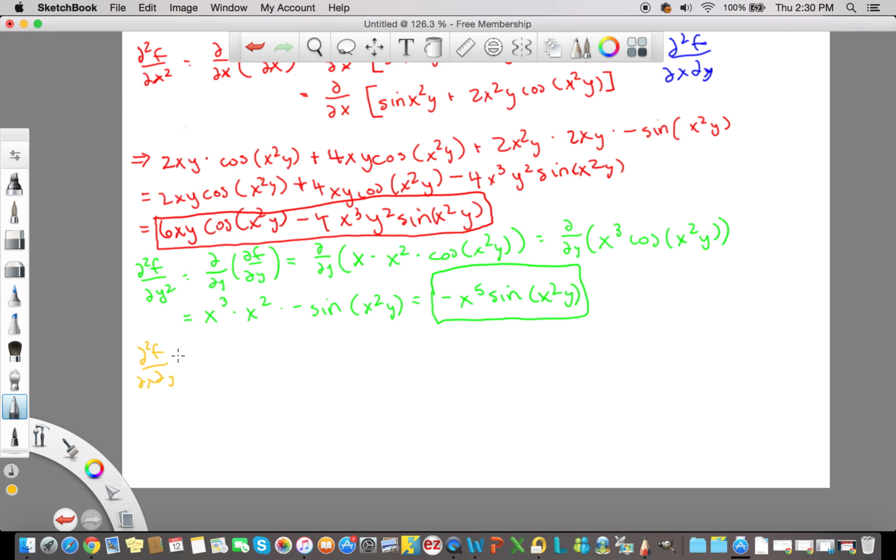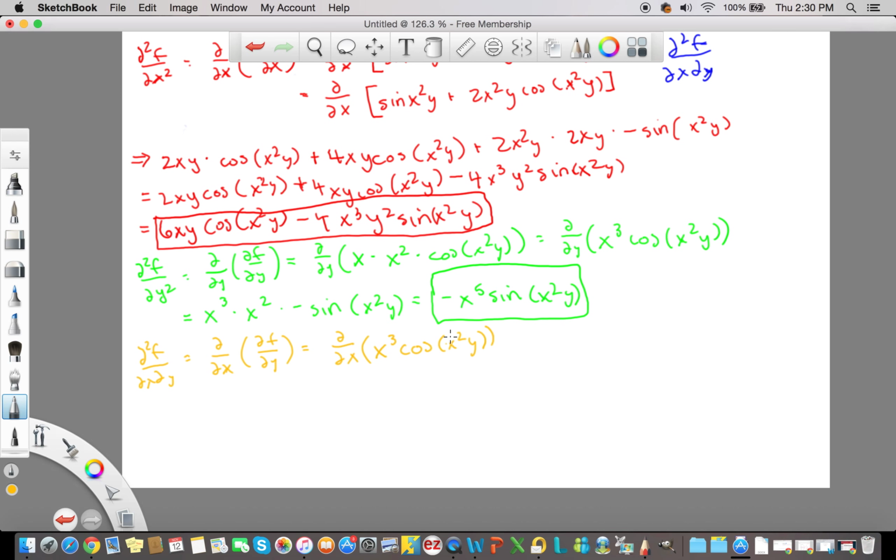dx dy. So what this is going to be is d/dx of df/dy. Now we could do d/dy of df/dx. In this case, it's actually easier to do it this way that I wrote, because df/dy is a lot simpler. Okay, so let's write that. So we found df/dy in the previous one, and that's going to be our x cubed cosine of x squared y.